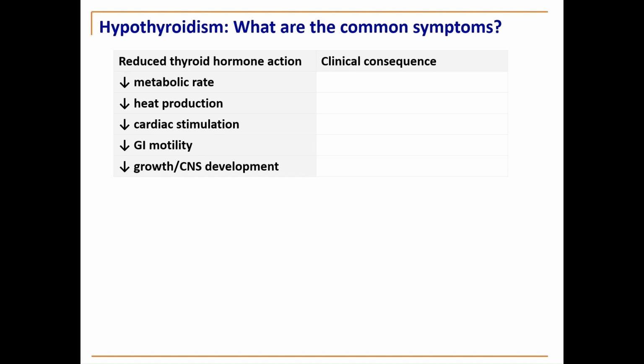Okay, so let's go. If the metabolic rate has gone down, then that causes fatigue and weight gain because they're not burning as much energy. So you've got less energy and you start to put on weight. What about heat? Well, your metabolic rate has dropped, so you get reduced heat production, and that starts to lead to cold intolerance. You get a reduced cardiac stimulation, so your heart rate slows, so that's bradycardia. And you might get reduced GI motility, and therefore you might get constipation.